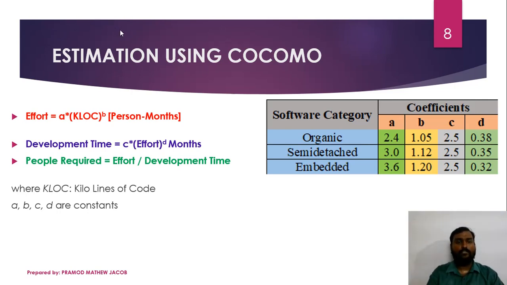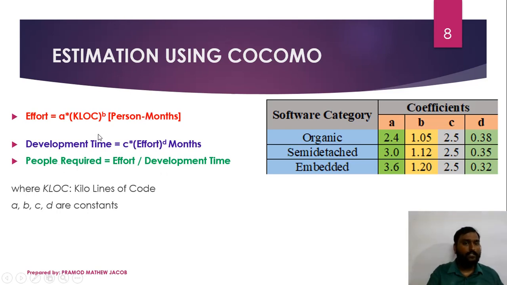Development time is estimated using C × (effort that we already estimated)^D, and the unit is months. We got the effort in person months and we got the development time in months. So if we want to identify how many persons are required, then person months divided by months, that means effort divided by development time, will give the people required.